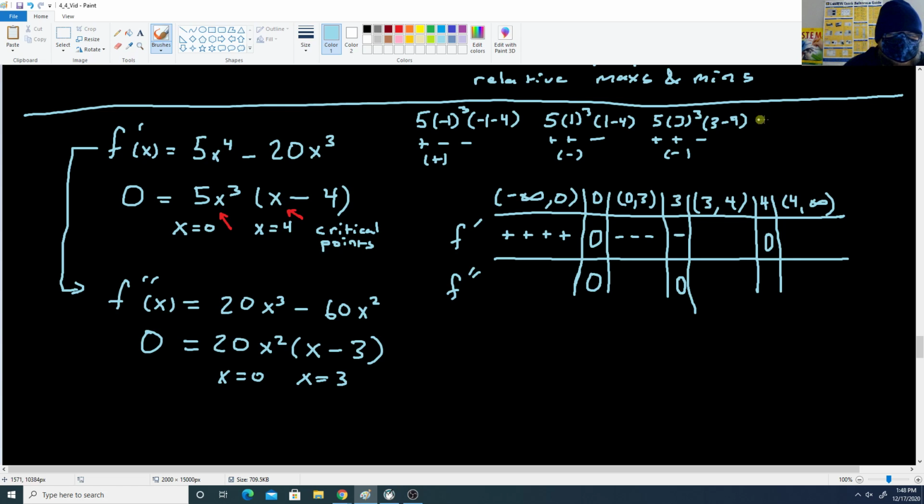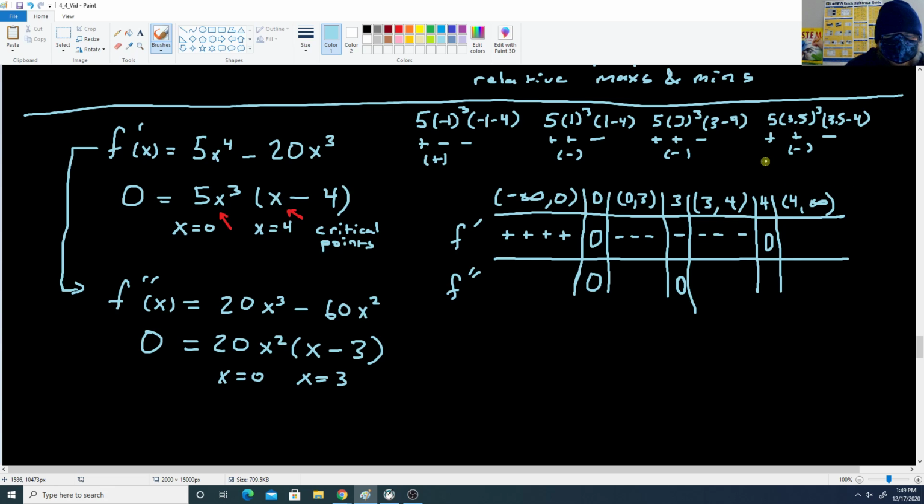3 up to 4, we'll use 3.5. So we'll get 5 times 3.5 cubed times 3.5 minus 4. It's positive. Positive cubed is positive. 3.5 minus 4 is negative. So our end result's negative there.